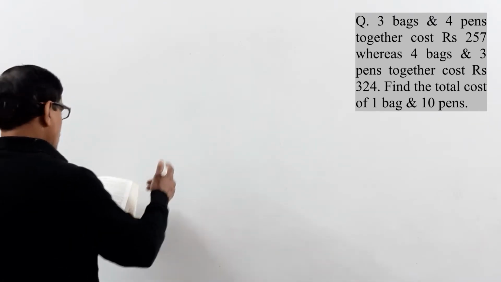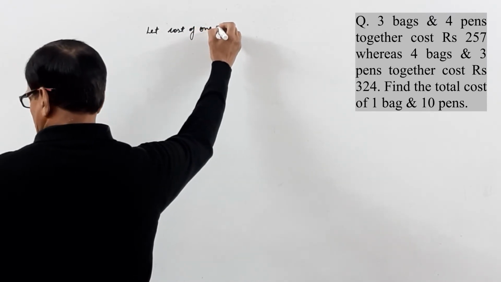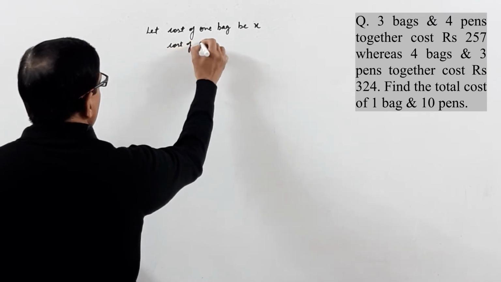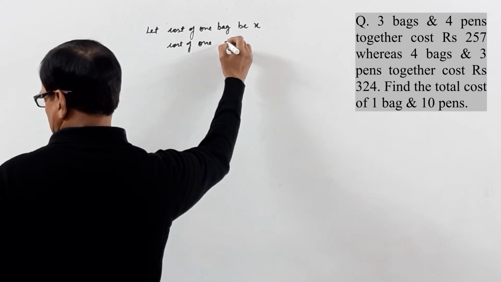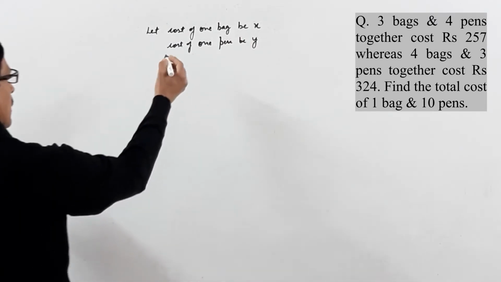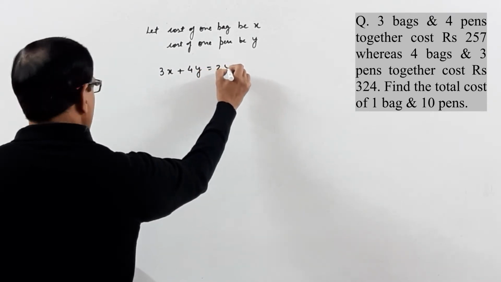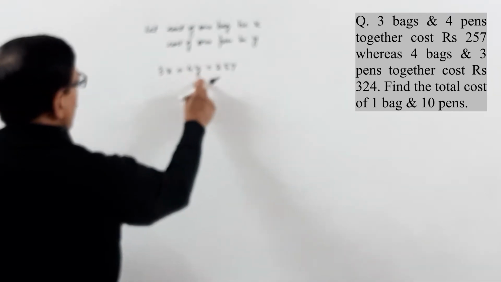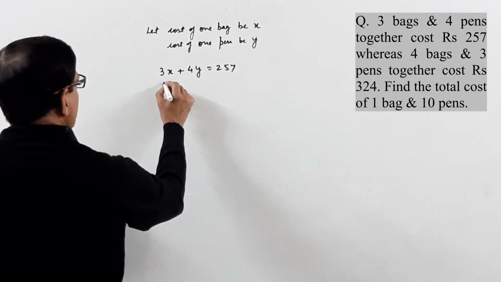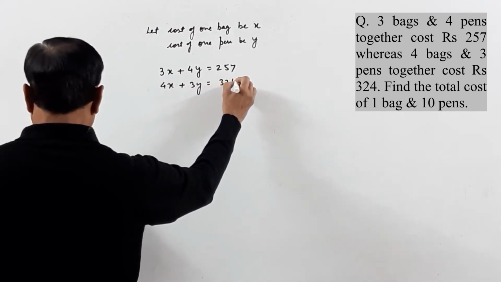First we'll assume, let the cost of 1 bag be X rupees and the cost of 1 pen be rupees Y. Thus 3x + 4y = 257, that is, the cost of 3 bags and 4 pens together is rupees 257, while 4 bags and 3 pens, 4x + 3y = 324.